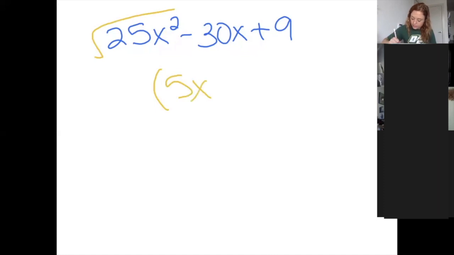5x. Isn't it minus? Then it's minus. Why is it minus? Because of the little sign right there in between. Yeah, the sign in front of b is minus. So it's going to be minus.